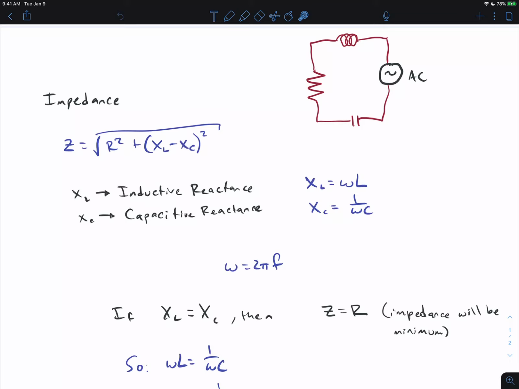What we're going to do now is add an inductor into this series combination, and this will be called an RLC circuit. So this is an RLC circuit.